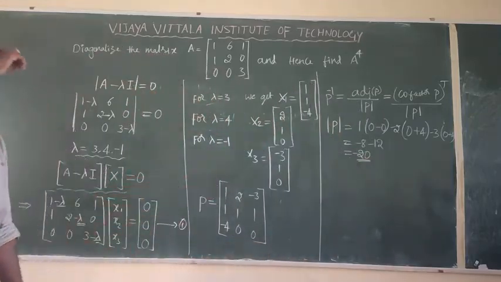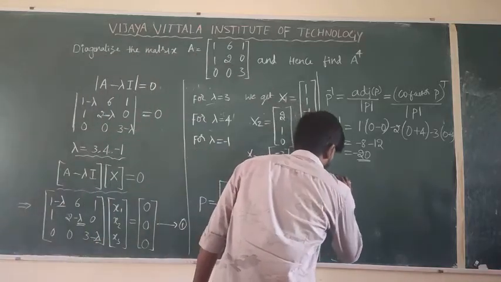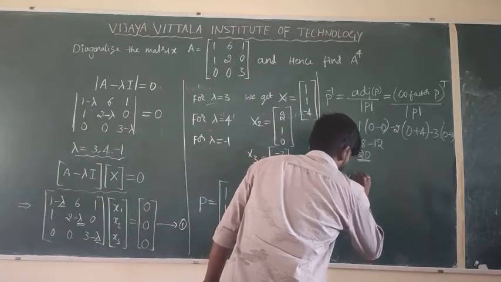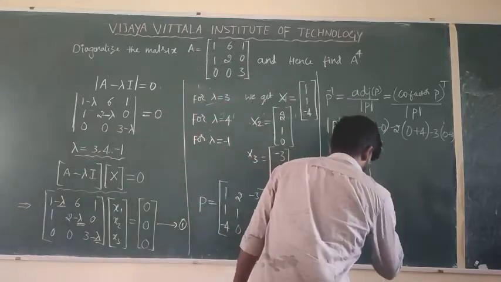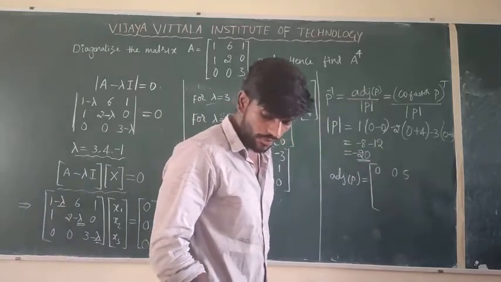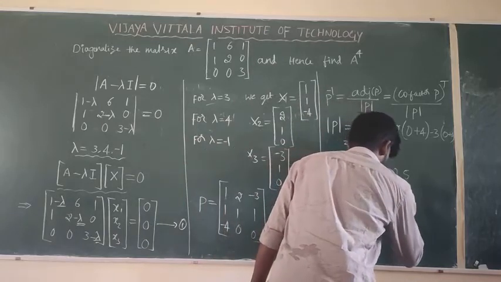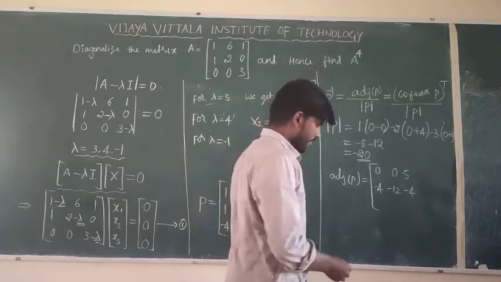And the adjoint of P is obtained by finding the cofactor matrix and taking its transpose. We get the adjoint of P as [0, 0, 5; minus 4, minus 12, minus 4; 4, minus 8, minus 1].